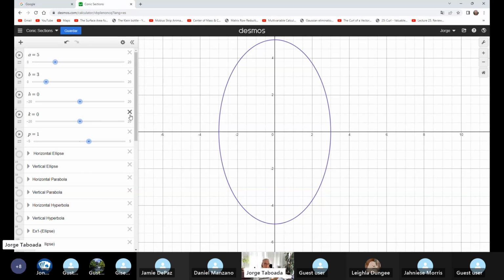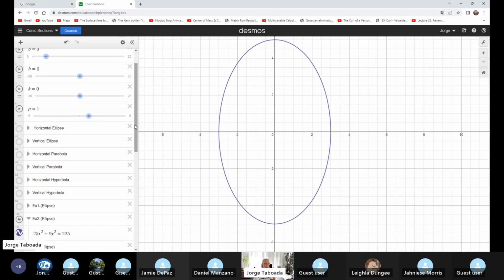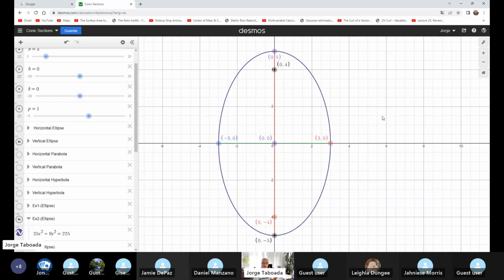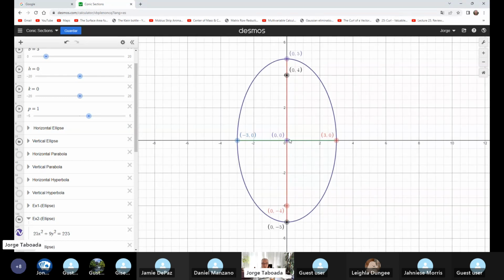Okay, cool. And I discover also that this is a vertical ellipse. I click here, vertical ellipse. Bam! And one more time, you see the points. Center (0, 0). Vertices (0, 5) and (0, -5). Endpoints of the minor axis (3, 0) and (-3, 0). Foci (0, 4) and (0, -4). Boom, end of the story.